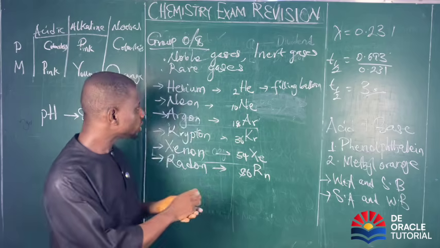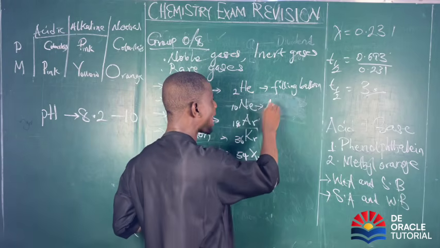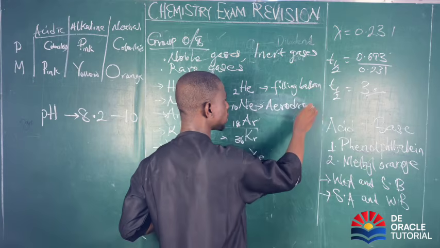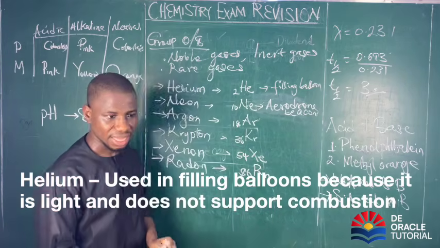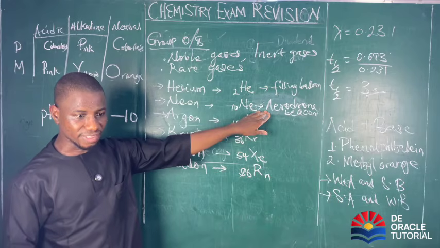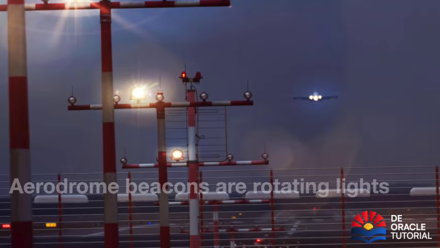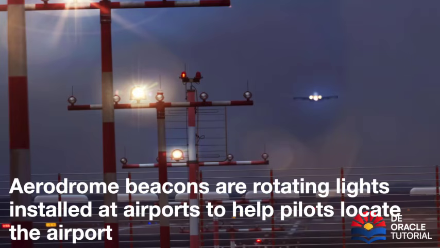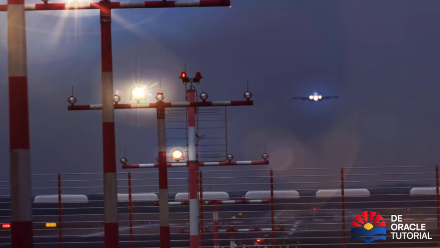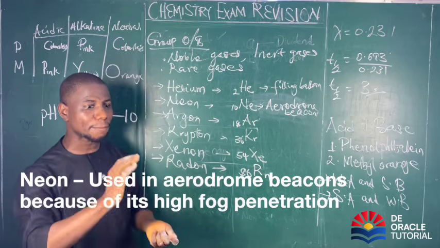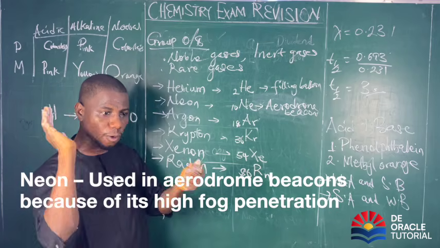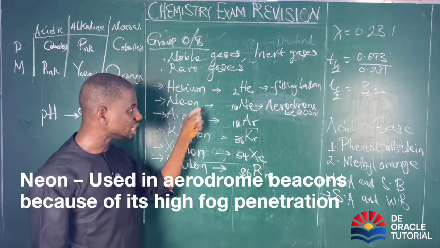Are you with me? So neon is used in what is called the aerodrome beacon. The aerodrome beacon. Exactly, which is used in airports. It's just a rotating light that is placed at a very high point so that the pilots can easily locate the airport. So that's what we use neon for. It's used in the aerodrome beacon. Why? Because of its high fog penetration. That's why we use neon in the aerodrome beacon.